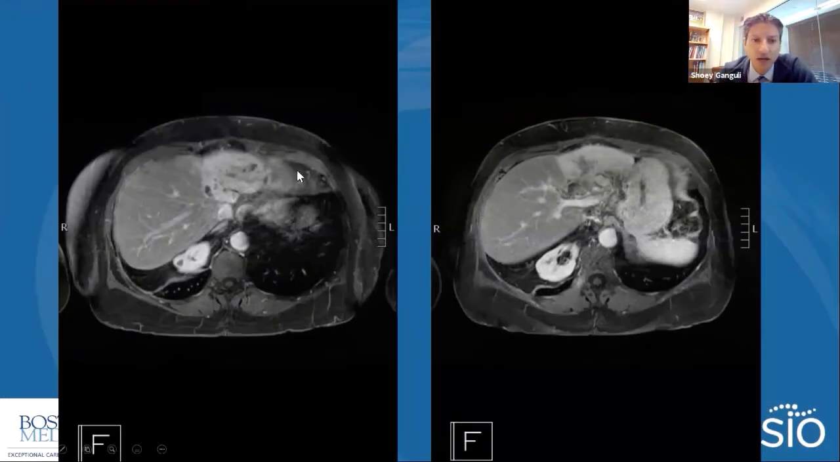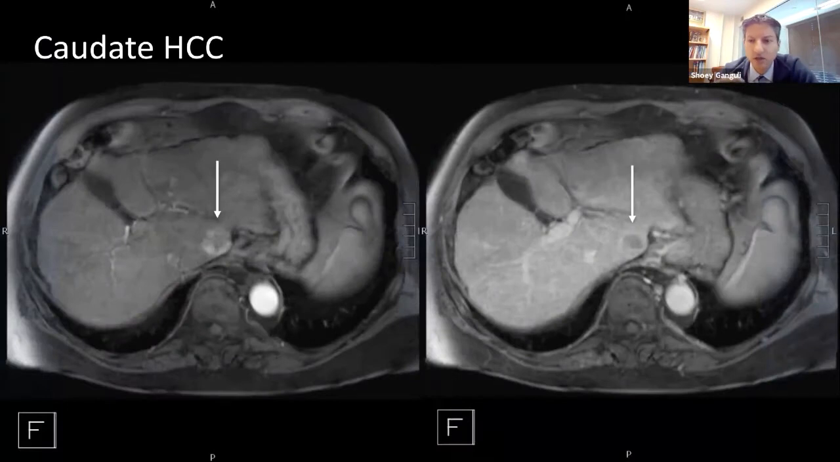You can see we really had a good outcome, and she's actually had 2 follow-ups since then, which have been good so far. So again, just kind of experimenting with these balloon occlusion catheters. And here's another one, actually from my colleagues, Dr. Wernberg-Klee. Caudate HCC may be a little bit difficult for ablation.